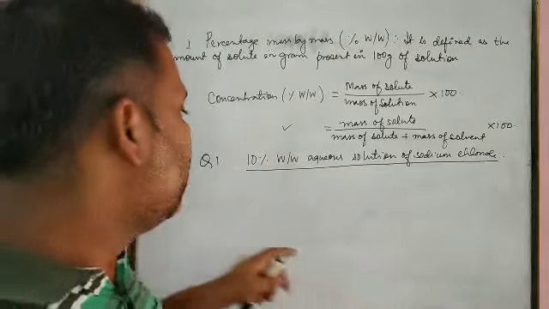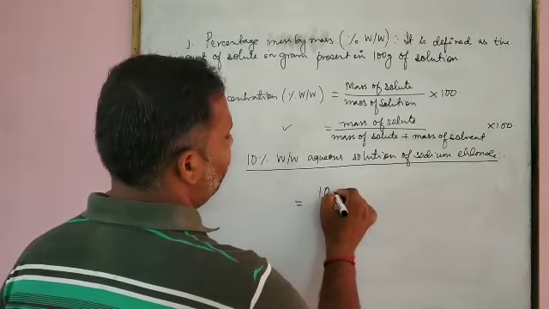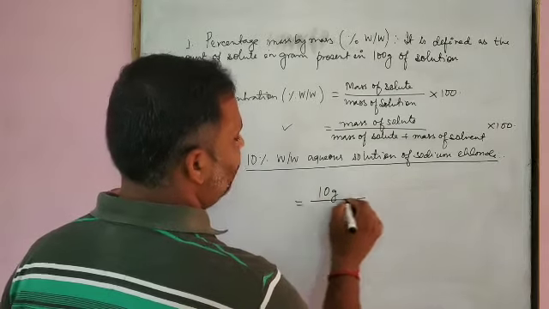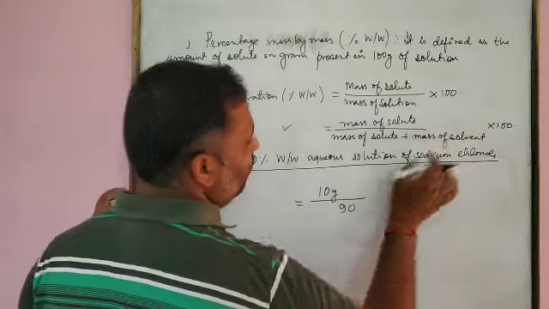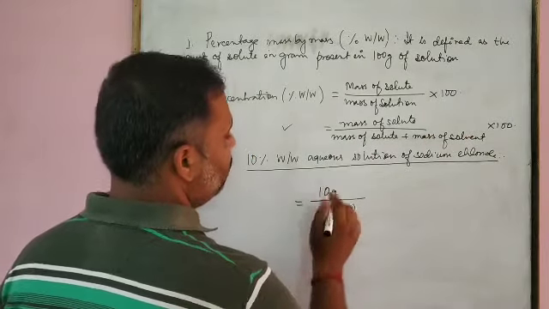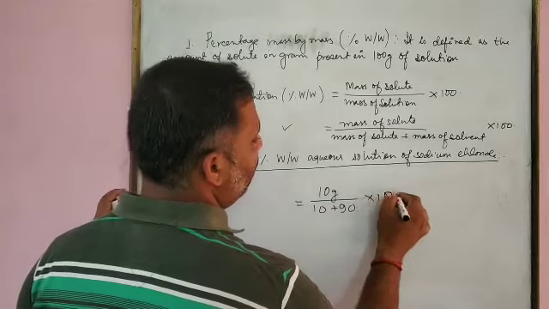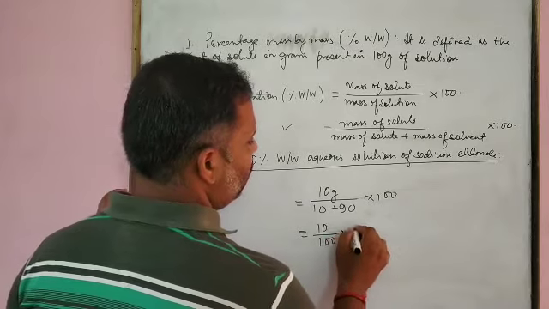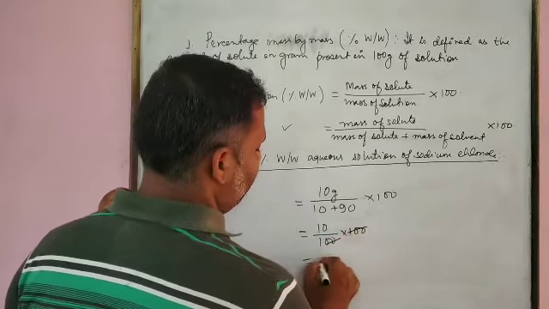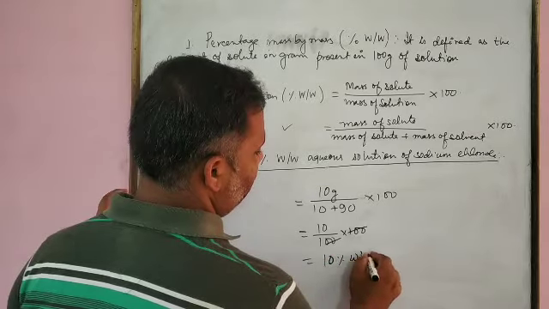Let us see. When 10 gram of solute is dissolved in what? 90 gram of water. Solvent 90 gram, solute 10 gram, then multiplied by 100. What we have? 10 by 100 into 100. That gives 10% W by W.